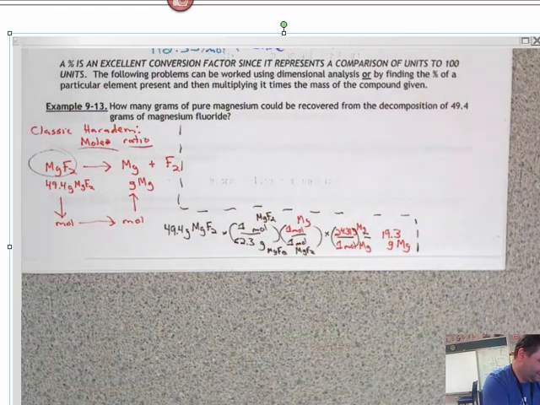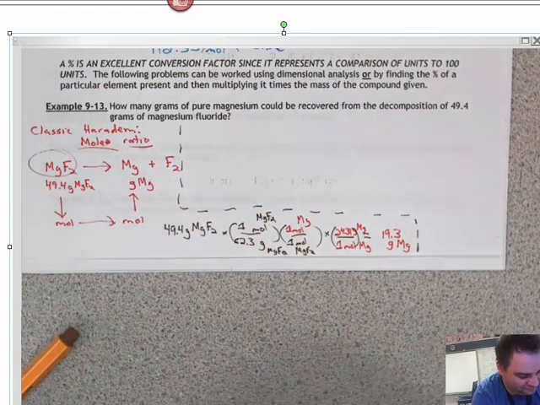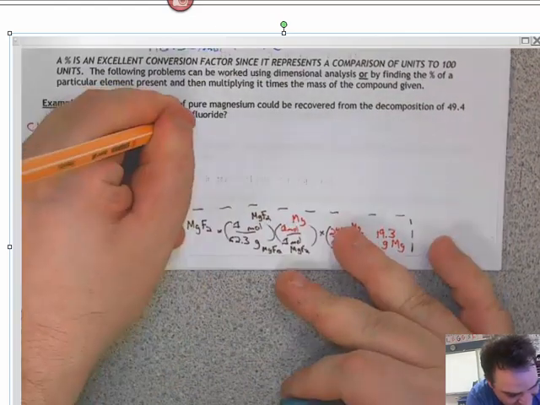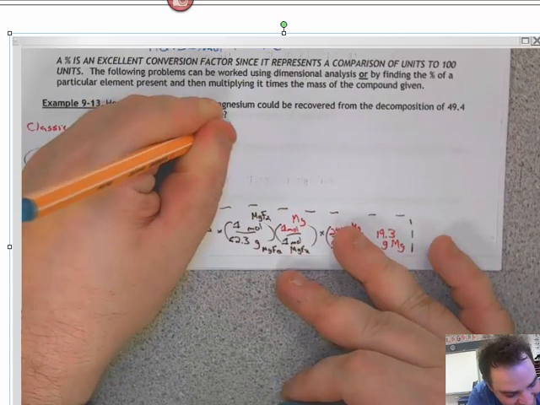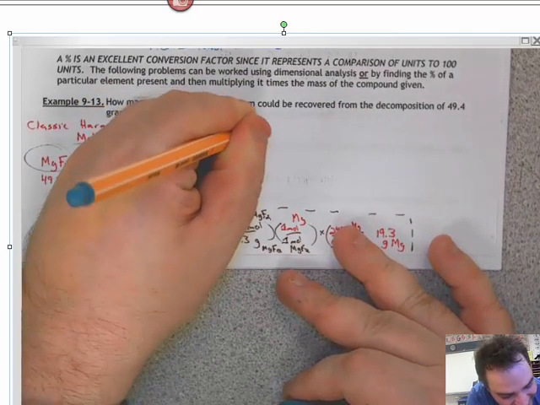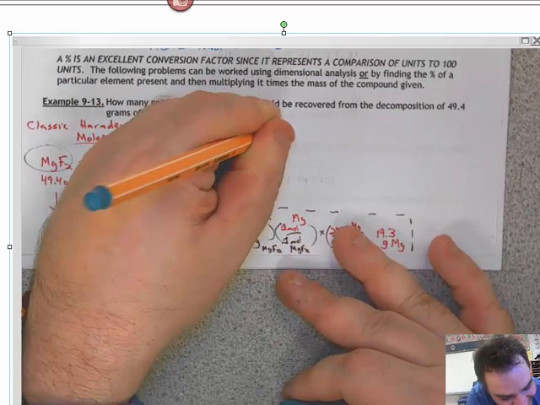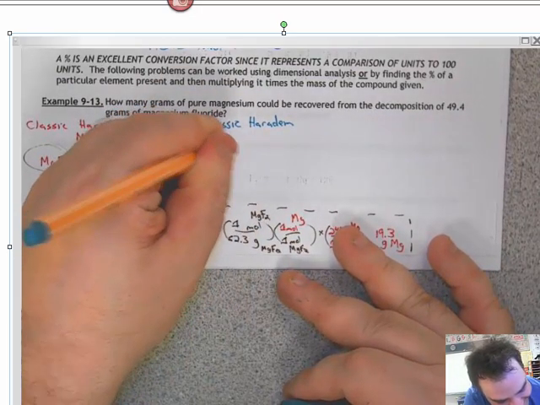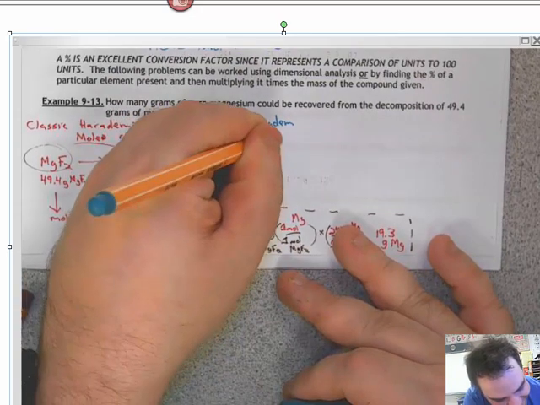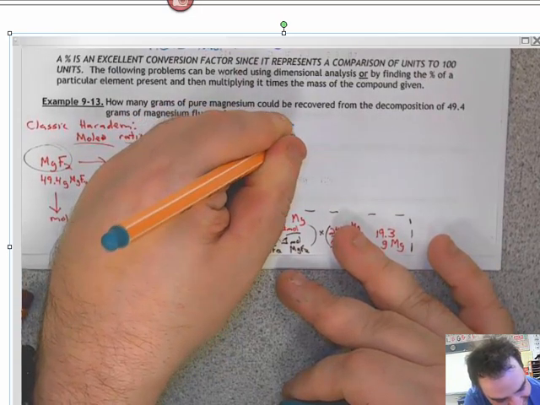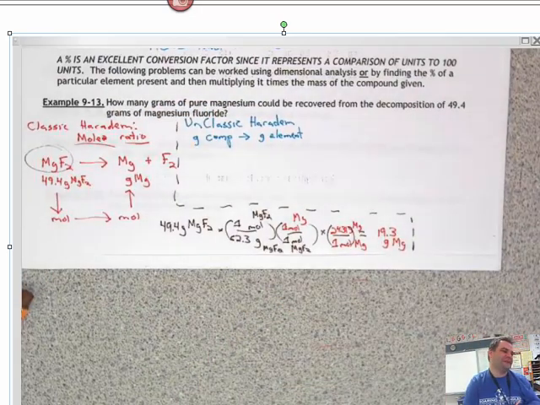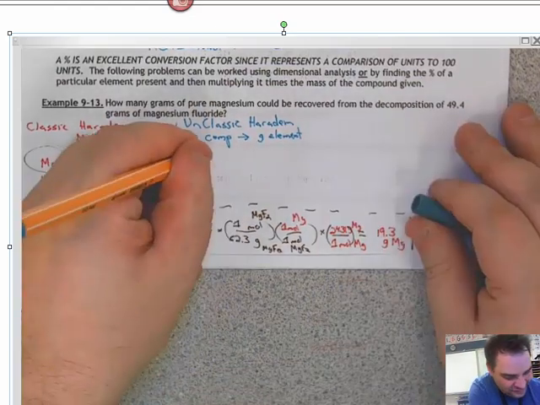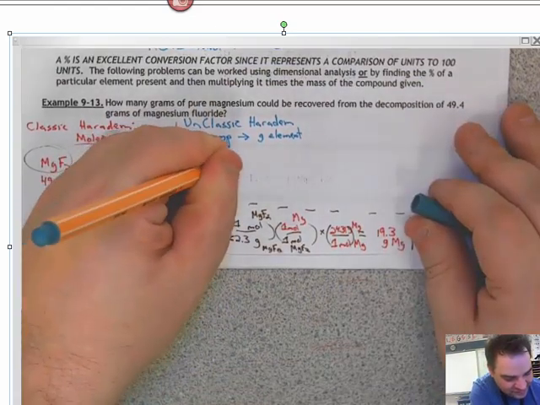Okay, here's the unclassic. I don't even know if that's a word, but there's an unclassic Harrodum method here. This only works for going from a grams of compound to grams of an element. Okay, you can do the percent composition.